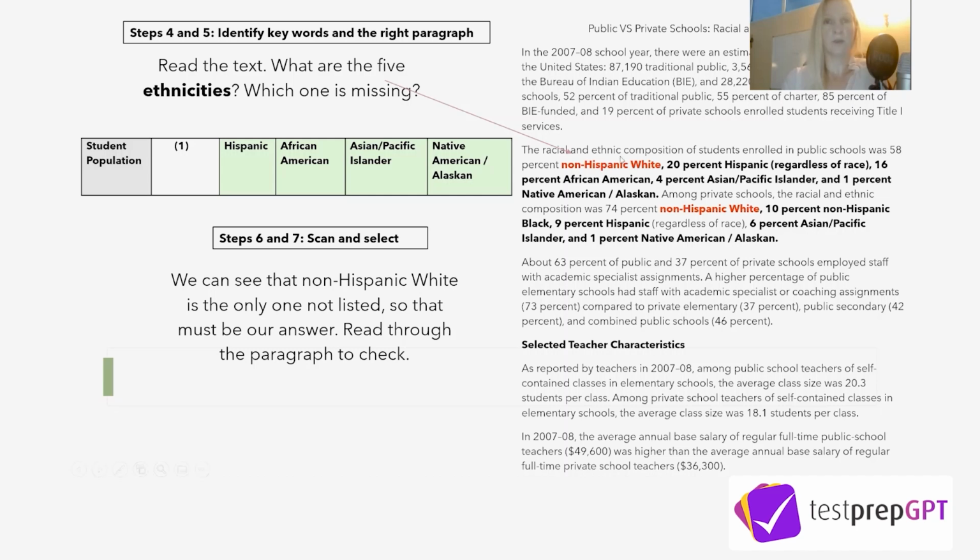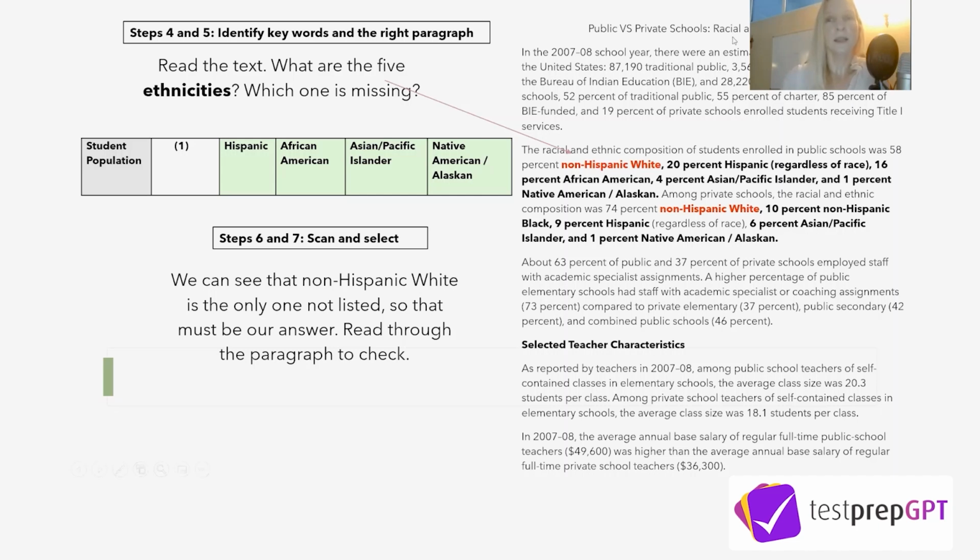So let's read through this particular paragraph. Let's scan it. The racial and ethnic composition of students enrolled in public schools was 58% non-Hispanic white, 20% Hispanic, regardless of race, 16% African American, 4% Asian Pacific Islander, and 1% Native American Alaskan. Among private schools, the racial and ethnic composition was 74% non-Hispanic white, 10% non-Hispanic black, 9% Hispanic, regardless of race, 6% Asian Pacific Islander, and 1% Native American Alaskan.